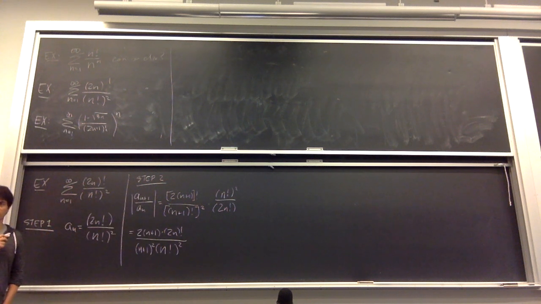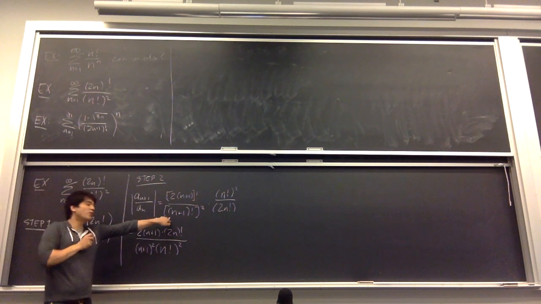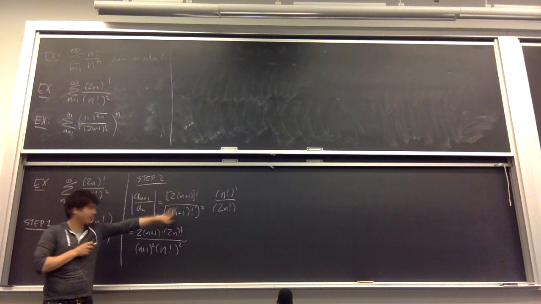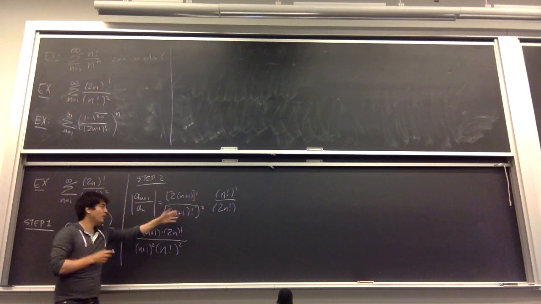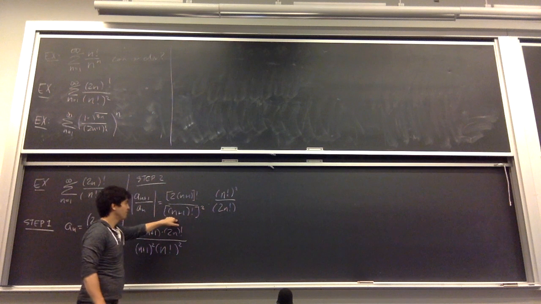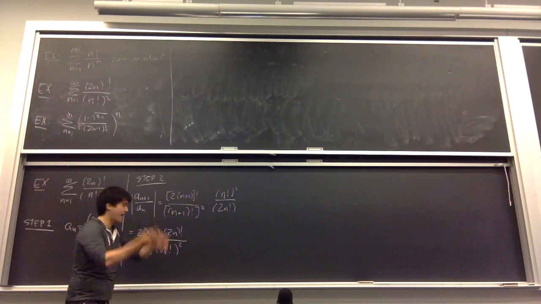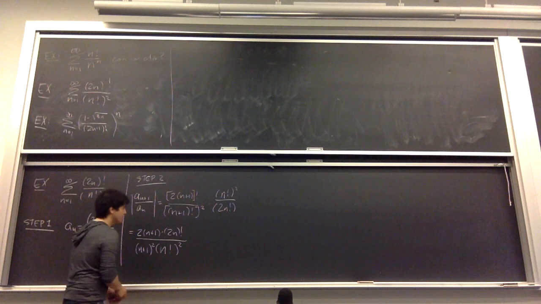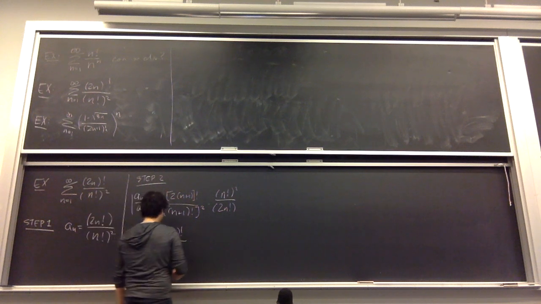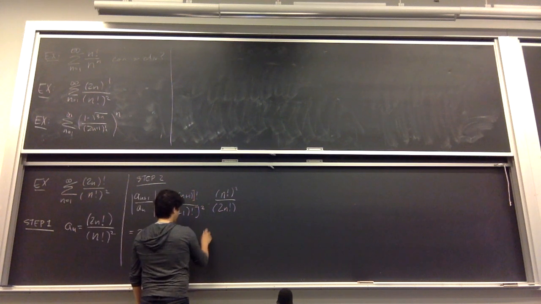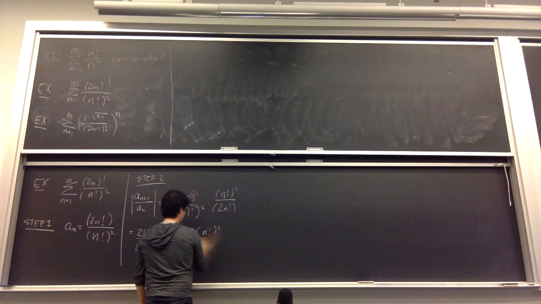I skipped a step, but hopefully you can follow. I'm going to get 2n+1 from here, because they're squared. You can also think of it like this: (n+1) factorial goes to (n+1) times n factorial. If I square that, the square just distributes across the terms. Here, we're just going to get an n factorial squared, and then here we're going to get a (2n) factorial.